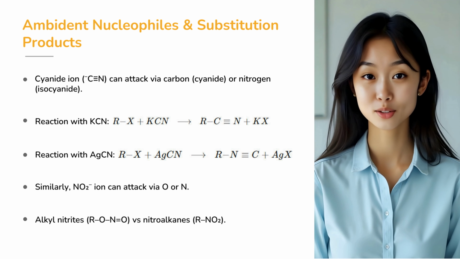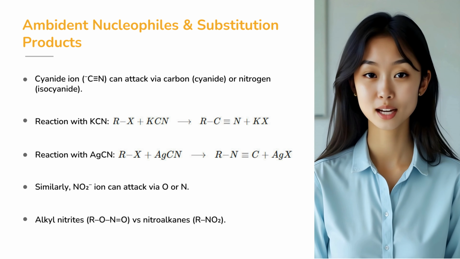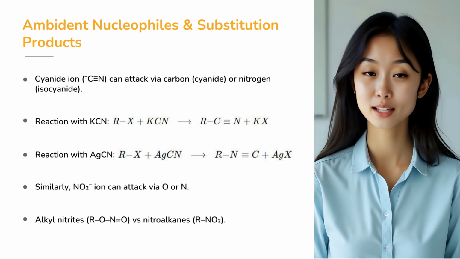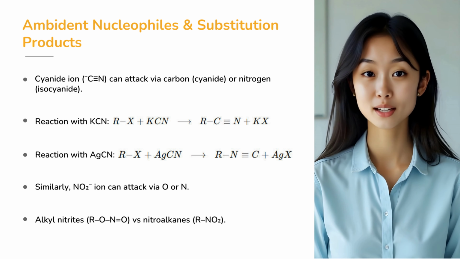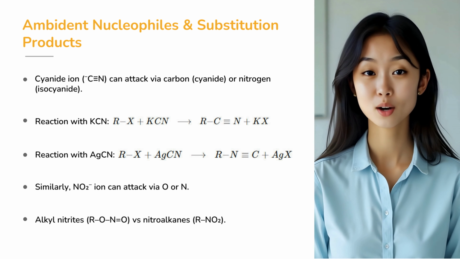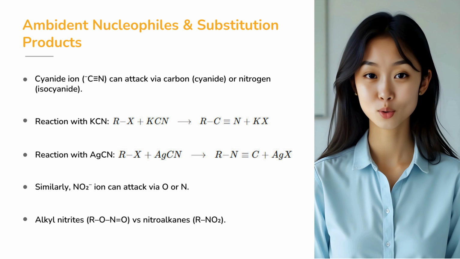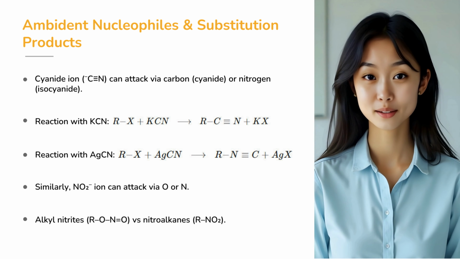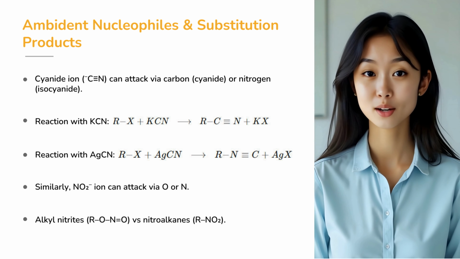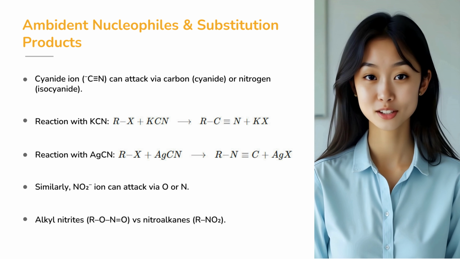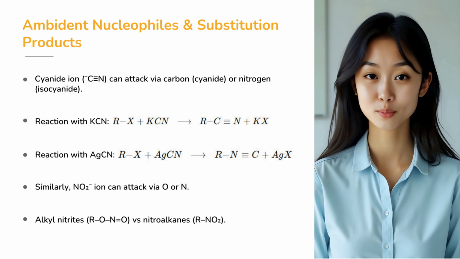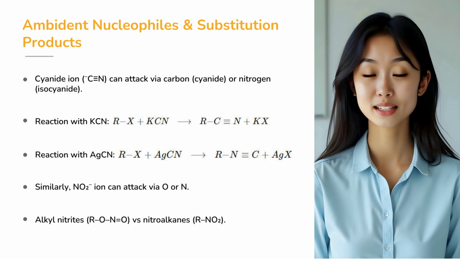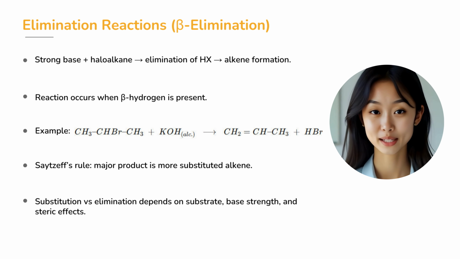It can attack either through the oxygen atom or through the nitrogen atom. This leads to two possible products. When the attack is through oxygen, the product is an alkyl nitrite, written as R-O-N=O. When the attack is through nitrogen, the product is a nitroalkane, written as R-NO₂. So, ambident nucleophiles are special because the same nucleophile can give two different products depending on which atom makes the attack. Now let's turn to elimination.